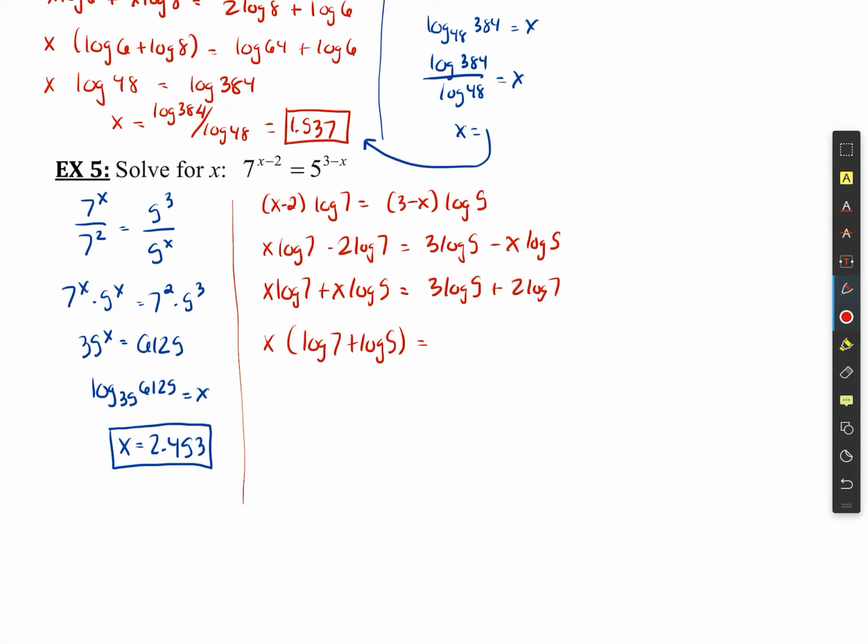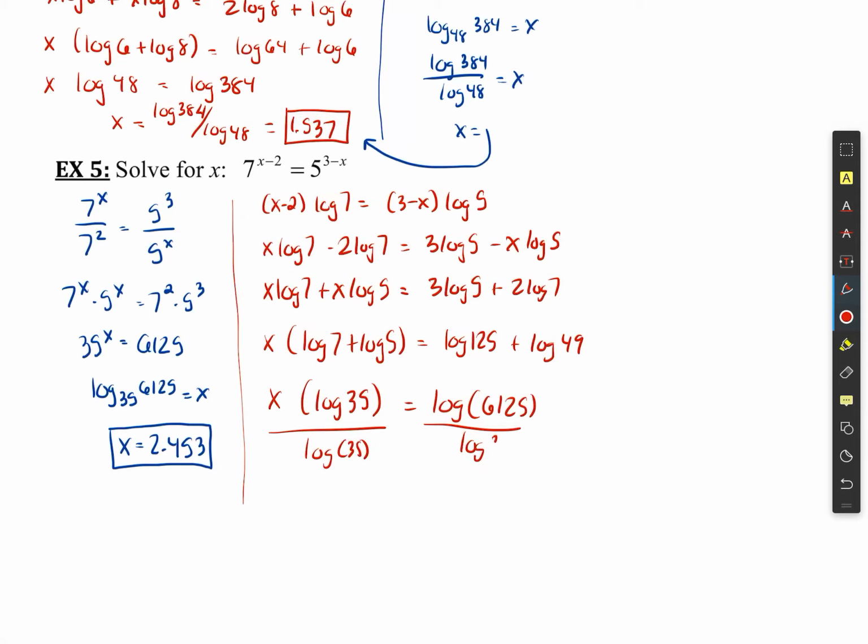So I can combine this out if I want. I can leave it exactly the way it is. So if I want, I can make it log of 125 plus log of 49. x log of 35 equals log of 6,125. Divide by log 35, divide by log 35, and what do I get? The exact same answer. Doesn't matter which way we do it, whatever works best for you is fine with me.